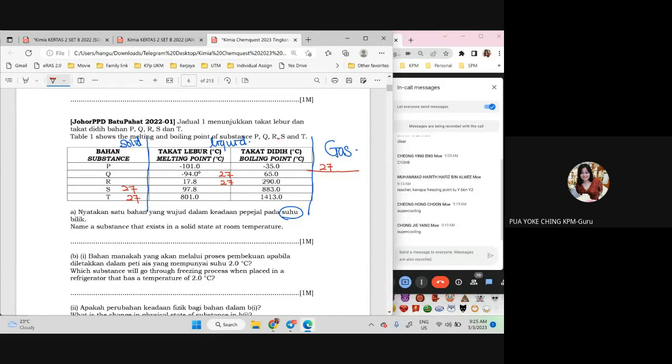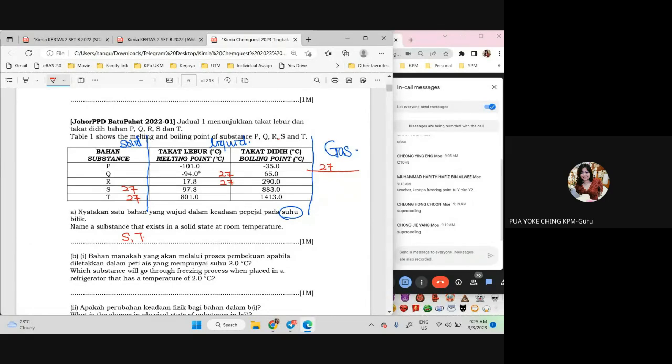Okay. Dia macam line graph. Masukkan nombor. Okay. So, it can change lah. Not necessary suhu bilik. Boleh 100. Okay. So, solid, you have S, you have T. Okay. And then the next one.